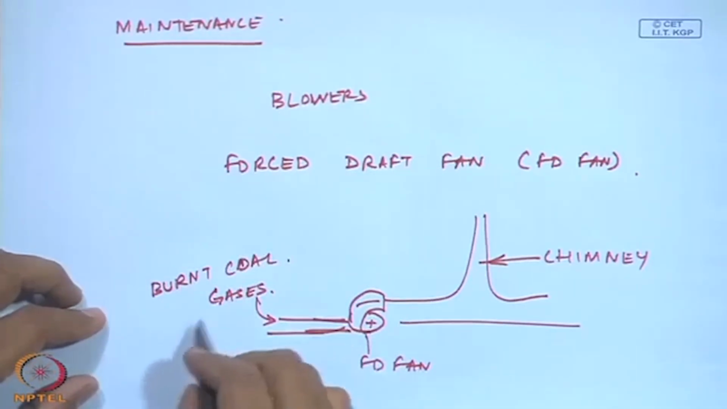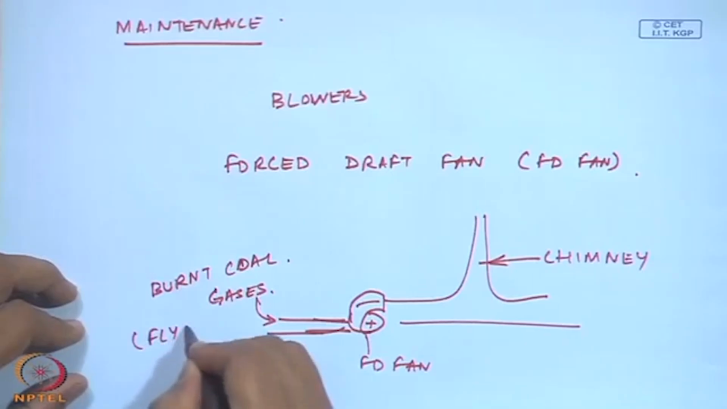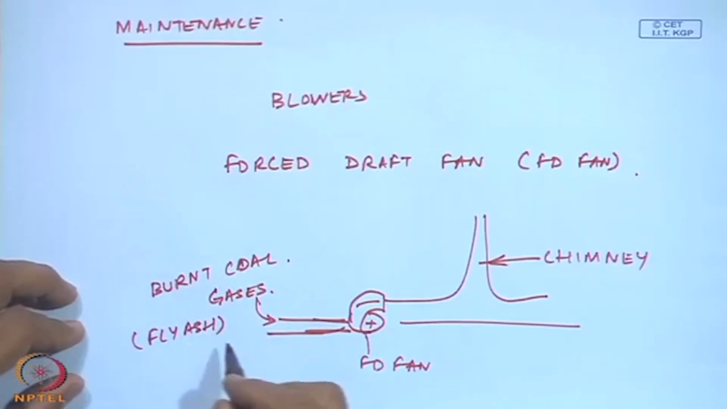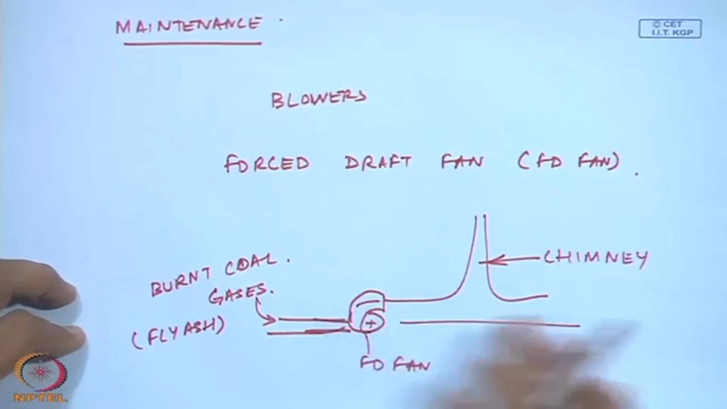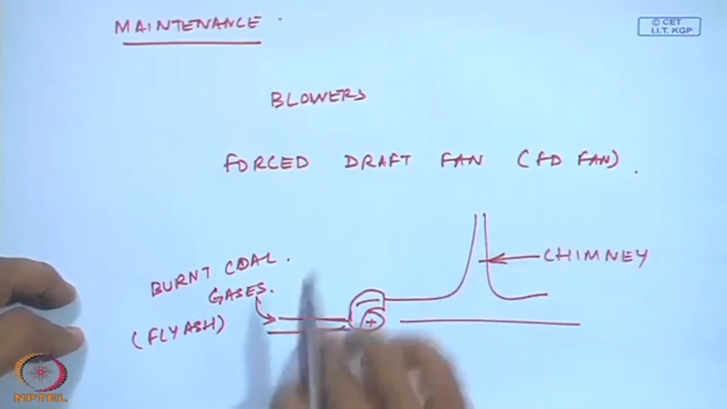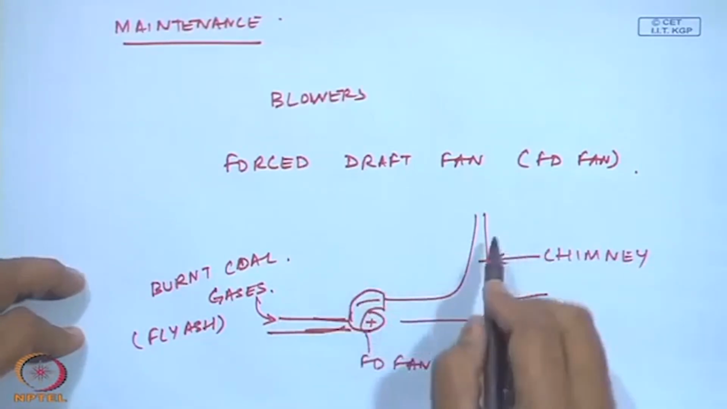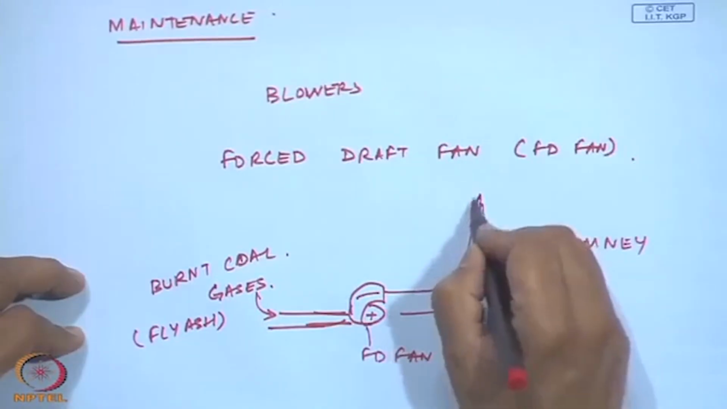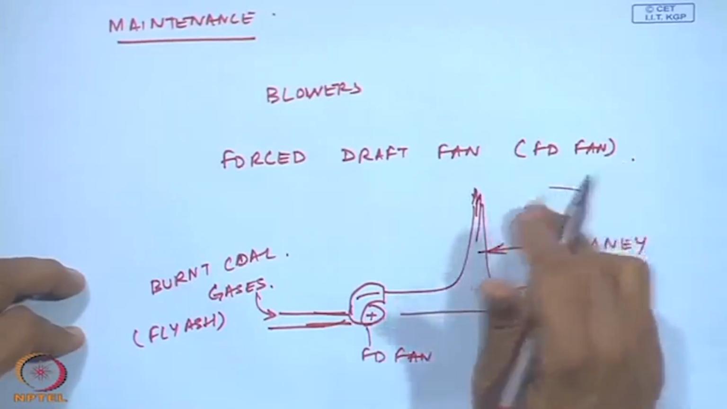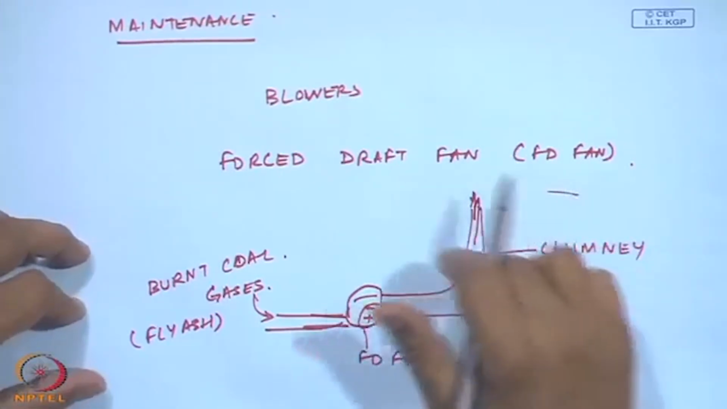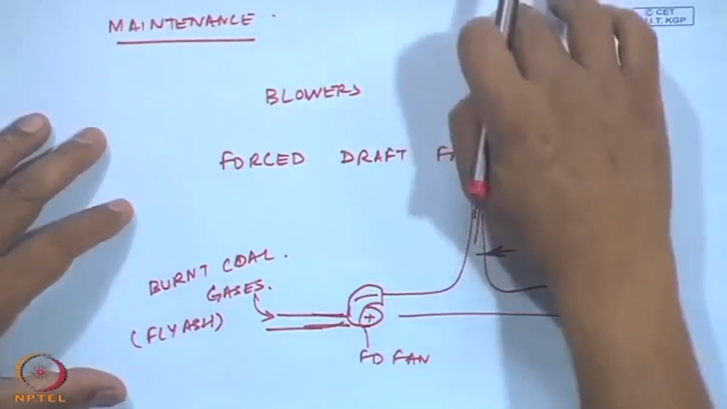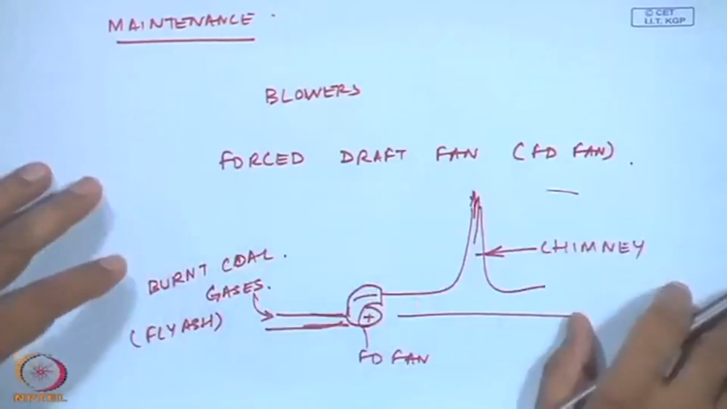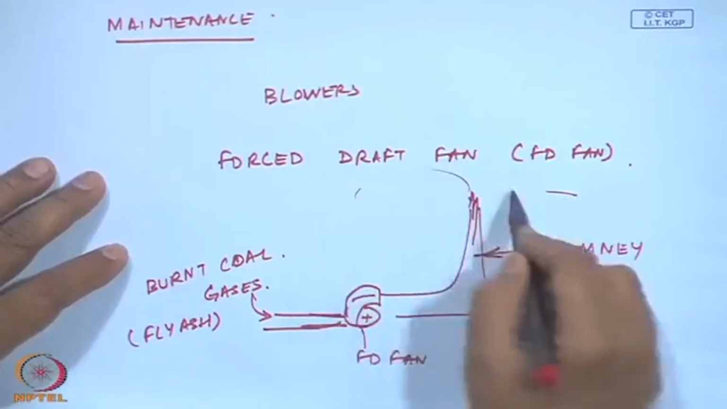There is a lot of fly ash in these gases. What happens? To give an extra draft, we put a fan, and this fan basically pushes the gases out of the chimney, because the chimney is at a certain height, because we do not want to release the gases all around us. We send it high up so that they disperse and can fly off to large places.